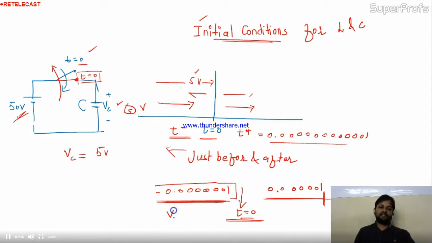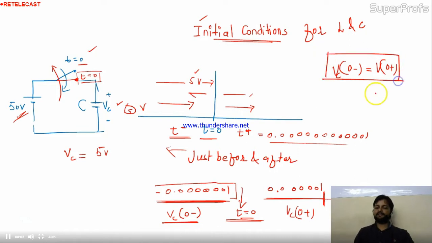So can I say if this is VC 0 minus, see, I told you earlier I'm talking at t equal to 0 only, but 0 minus means just before t equal to 0, and here 0 plus means just after t equal to 0, and I told you VC 0 minus is the voltage before switch closed, and VC 0 plus is the voltage after switch is closed. So these two are equal. 0 minus is nothing but 0 plus.